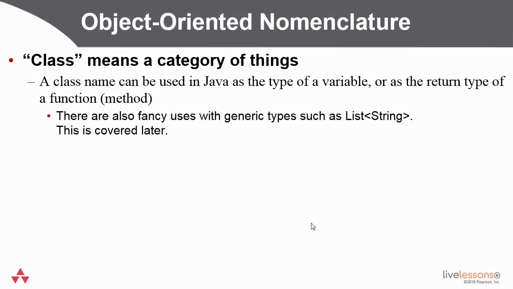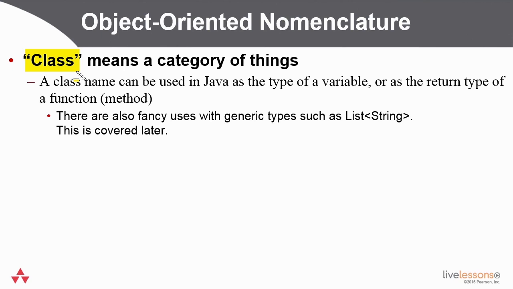Okay, before we dive into specific OOP features, let's discuss some basics, starting with terminology. The word class means a category of things. So for example, in the lesson on basic Java syntax, we introduced strings. String is a class, it's a category of things. And in Java, a class name can be used as a type of a variable or as a return type of a function, of a method.